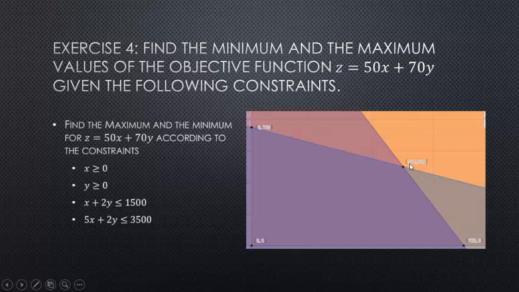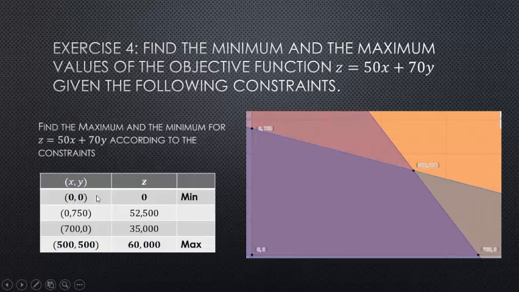The other point would be the intersection of these two lines. If you took maybe the 4th equation minus the 3rd equation, it would give you 4x is equal to 2,000, and you would get x is equal to 500. Substitute that back in to get y is equal to 500. So these are the 4 points. Once you've identified those 4 ordered pairs, if you had more constraints, you might have more ordered pairs, then you will substitute those into your objective function.